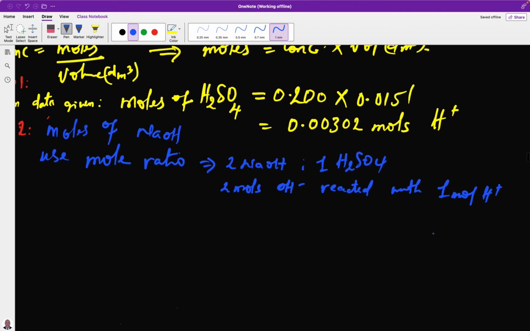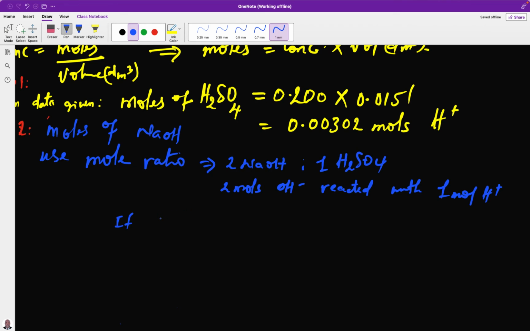Now that we have got the number of moles of the acid, to have the number of moles of this, as I told you, you can just multiply the number of moles by 2, since the acid is 1 and the base is 2, you just multiply it by 2. If you don't know how to do this, you can use simple proportion.